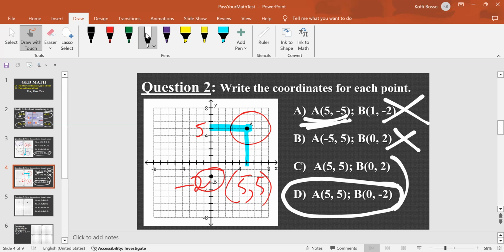So another thing you have to understand is the origin, which is where the two lines meet. When you go to the right side, all the values of x are positive. When you go to the left side, all the values of x are negative. You move up, it is positive for y. You move down, it is negative for y. Okay, let's see the next question.